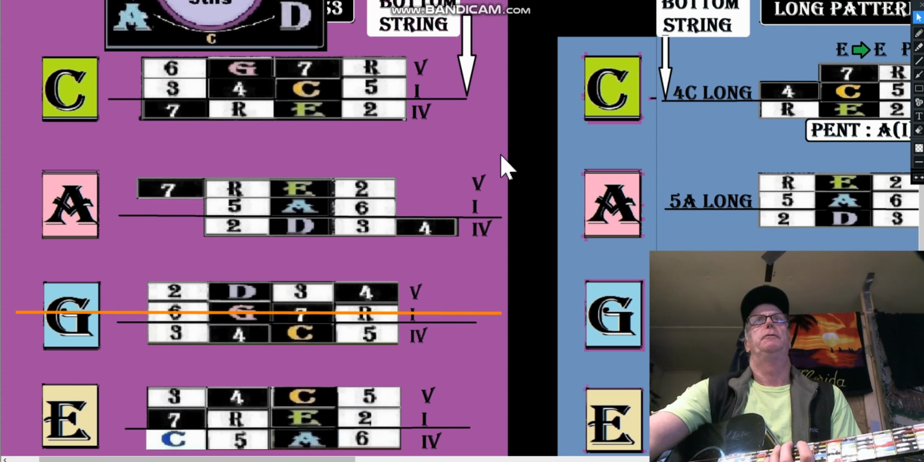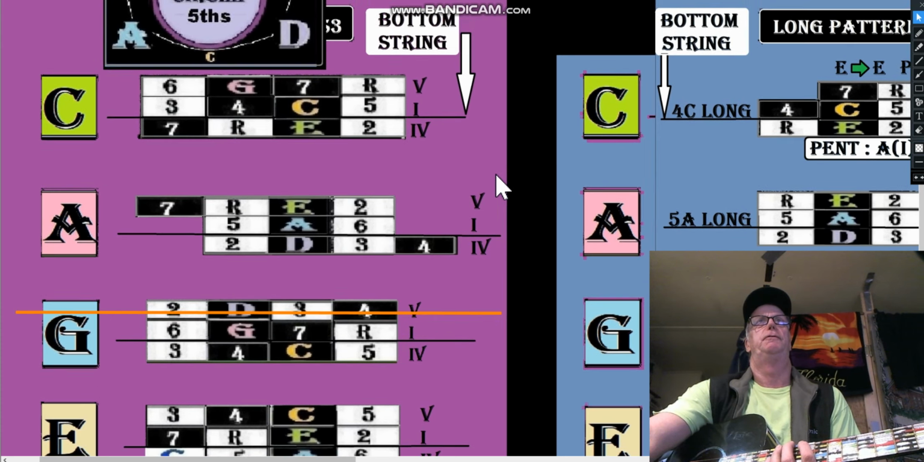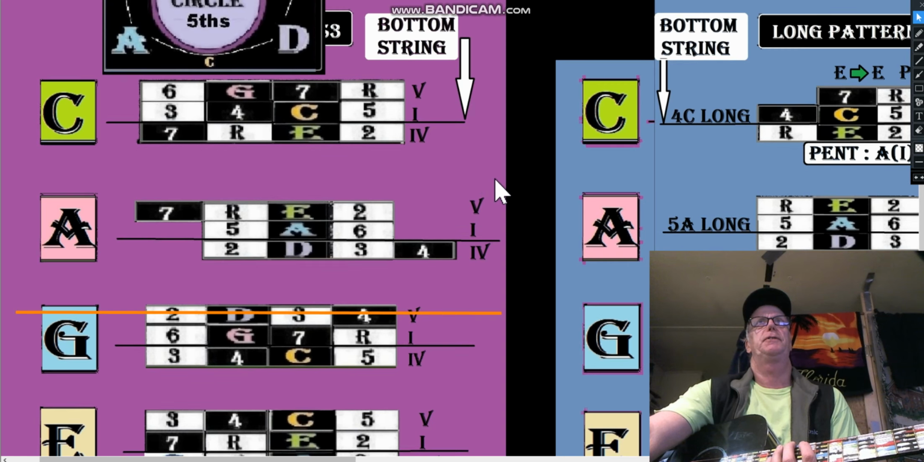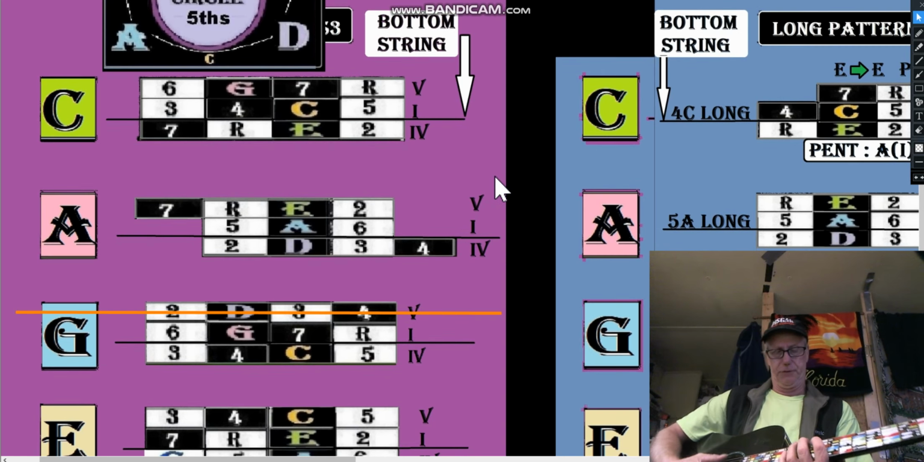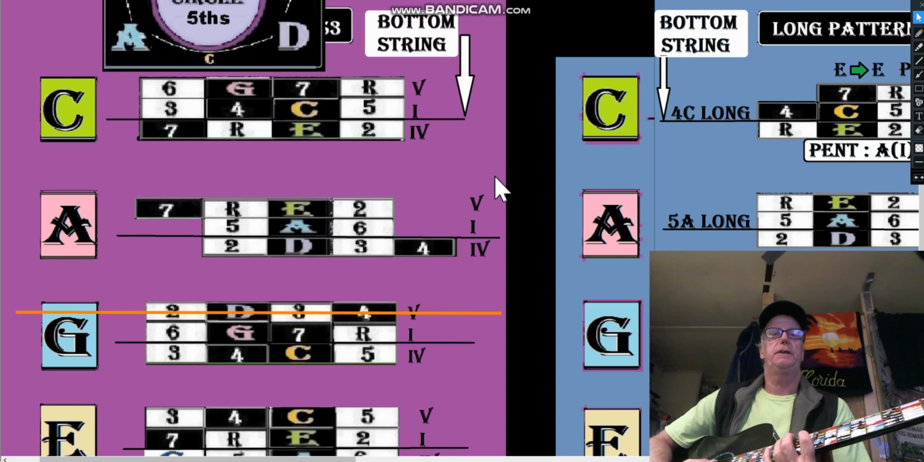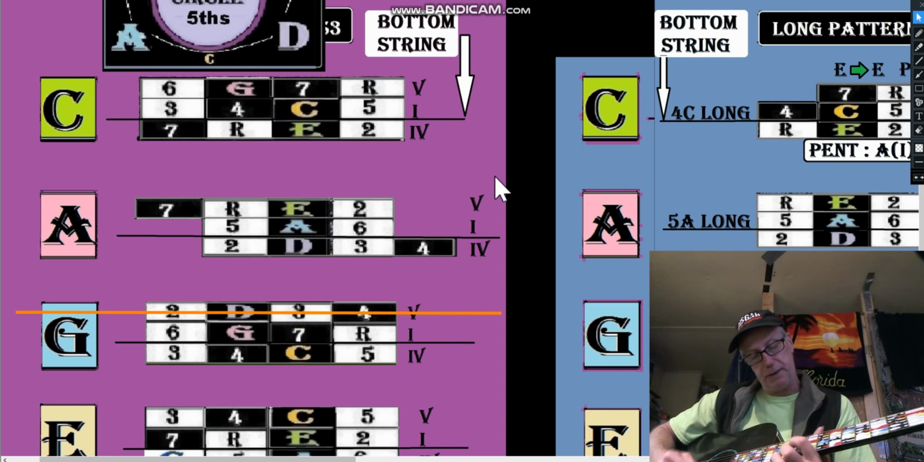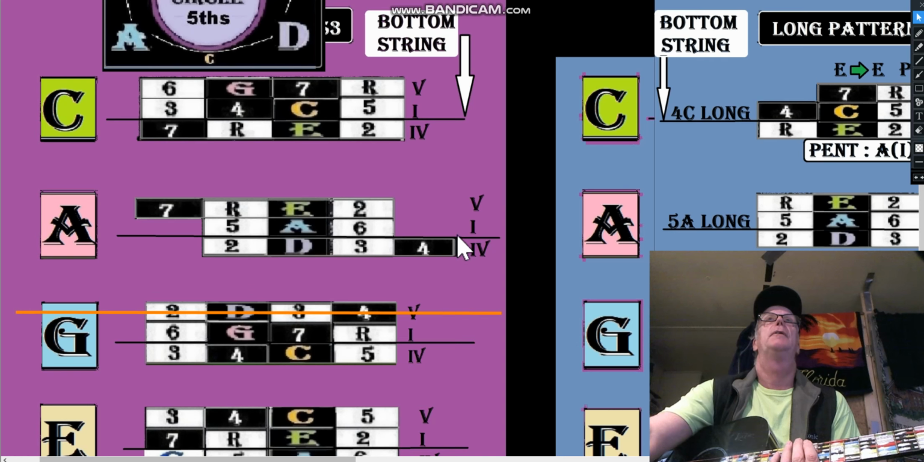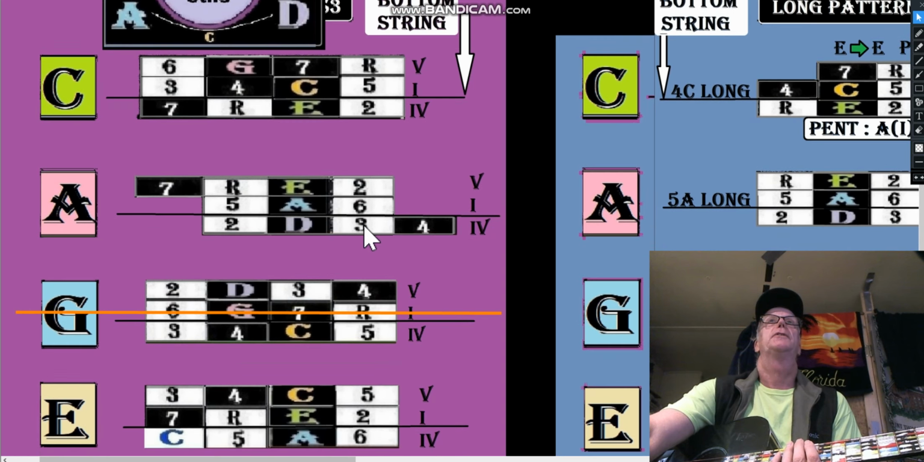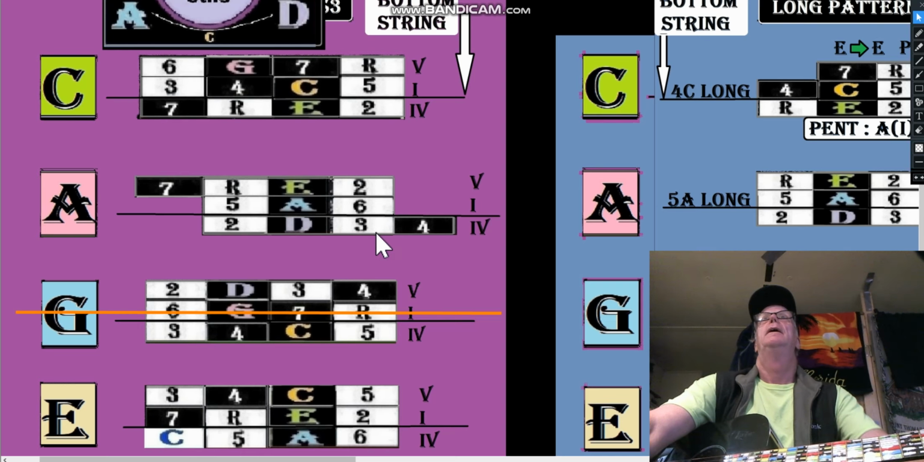Okay. Now if we move the pattern down, we're going to the fourth, and that'll give us the minor. But let's just play the root 3/5 of the fourth. It's going to be D shape, and it's going to end up here. Okay, so let's look at that. Guess what we did? We moved the pattern down. That was wrong.